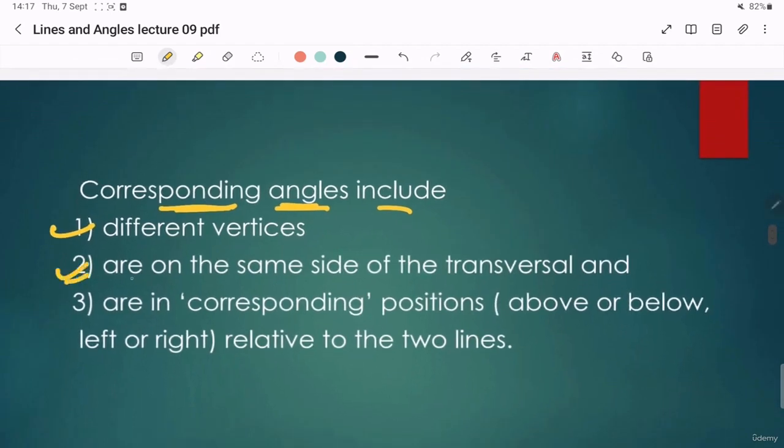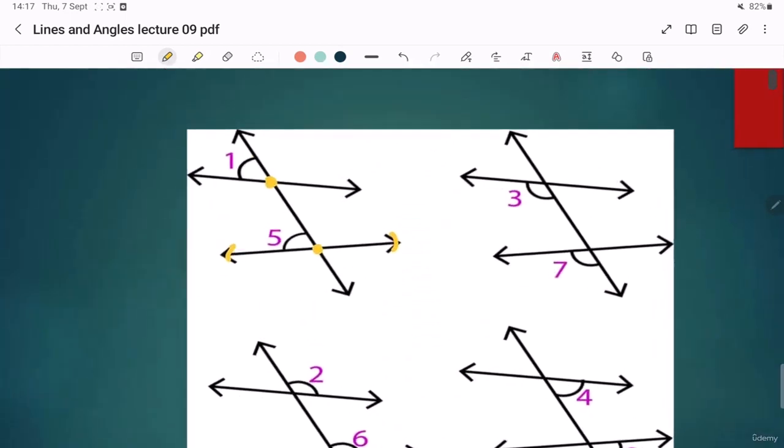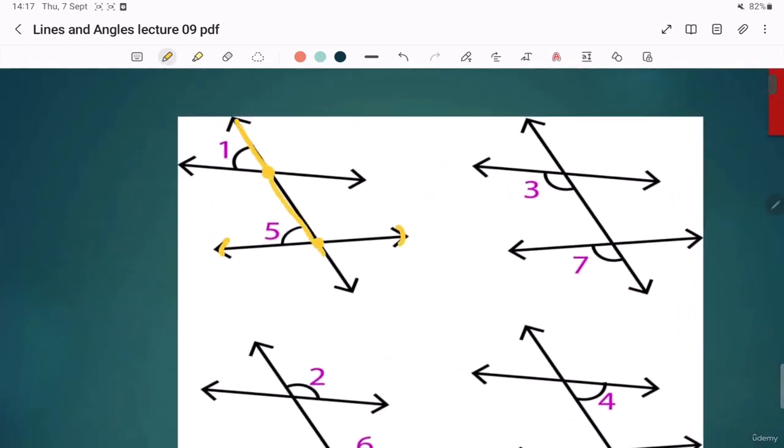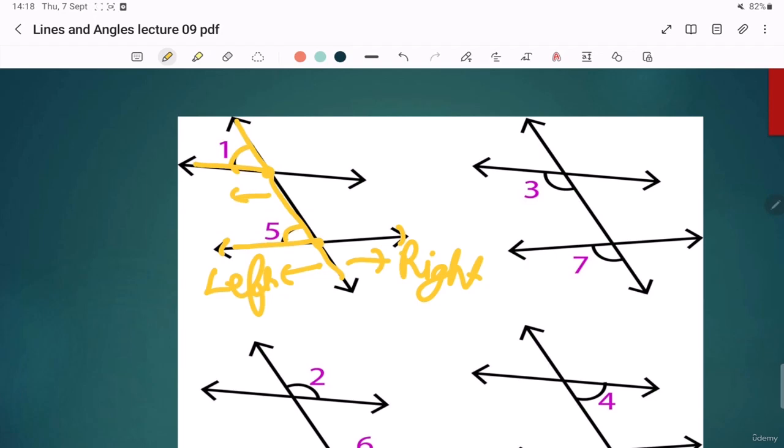Second condition, they are on the same side of the transversal. This is the transversal, and this is the left side and this is the right side. These two angles, angle 1 and angle 5, are to the left of the transversal, therefore they are on the same side of the transversal.